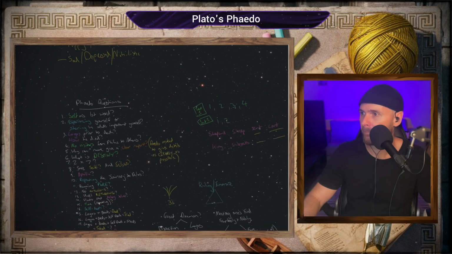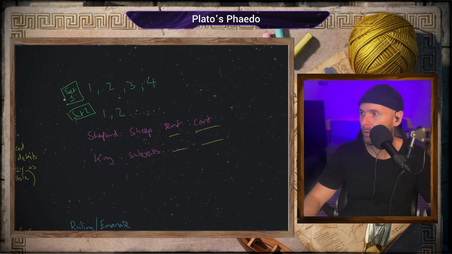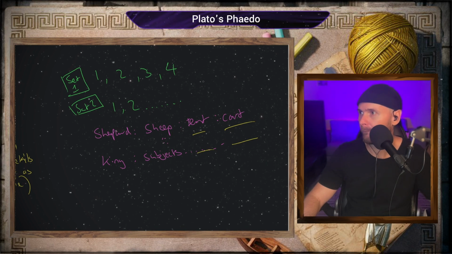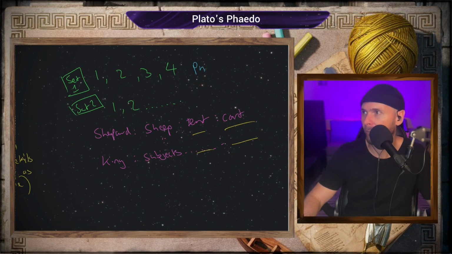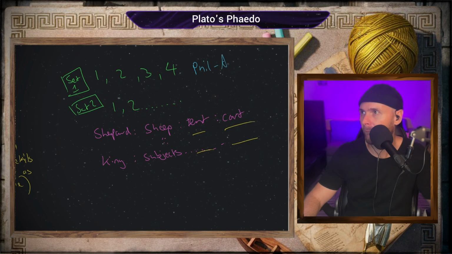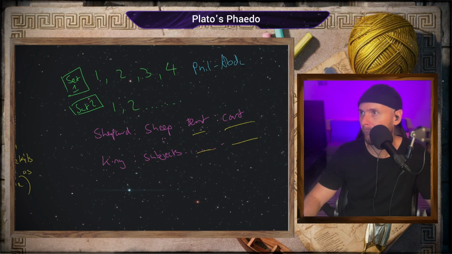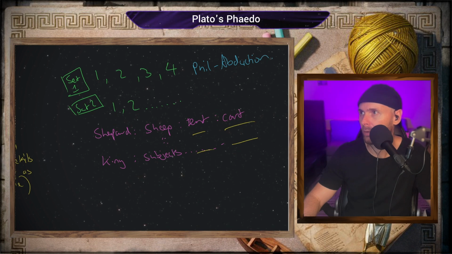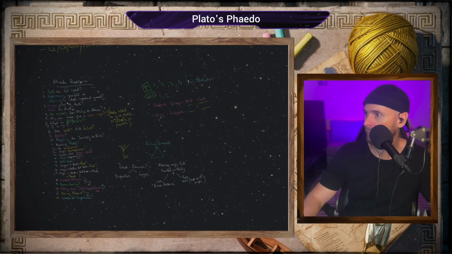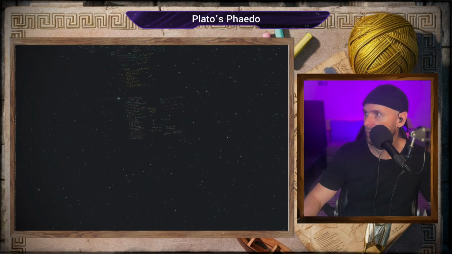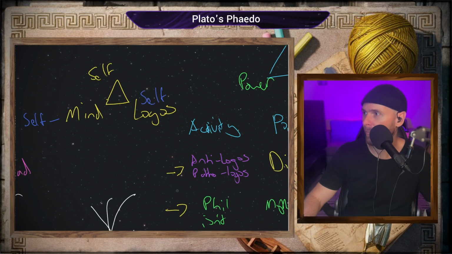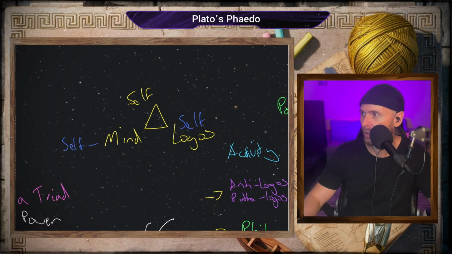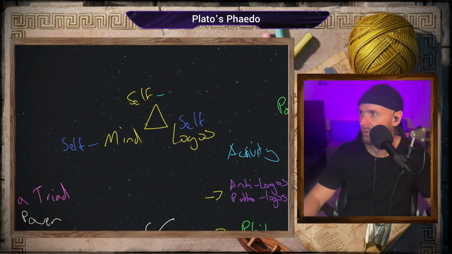Okay. We call this abduction, or philosophical abduction. Cool. So, right. So we have another self triad, and we've got two. Self logos and the one self.